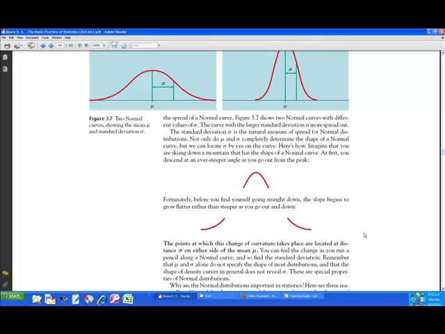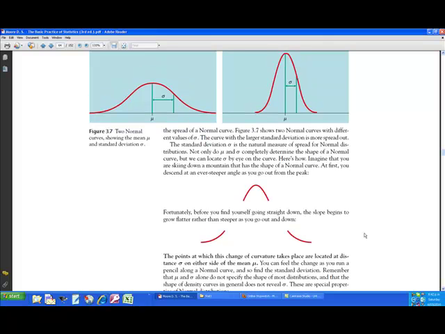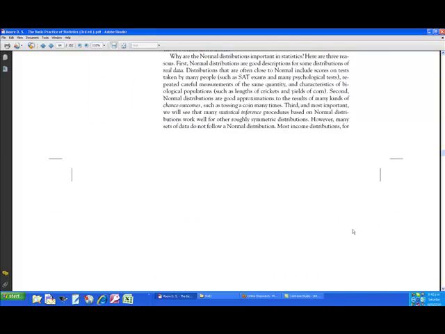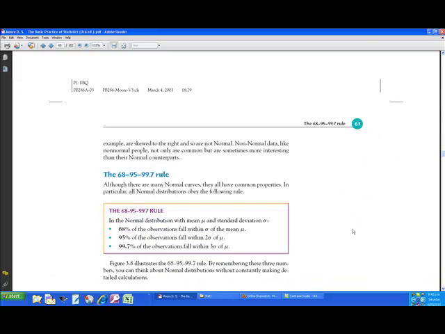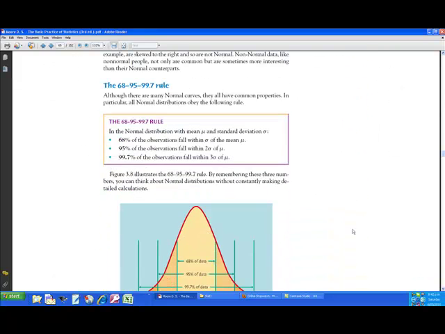We talked about the normal curve, and these are both normal curves, but they have the same mean, while their standard deviations, the spread of these curves, are different. Okay, let's look at this 68%, 95%, 99.7% rule.